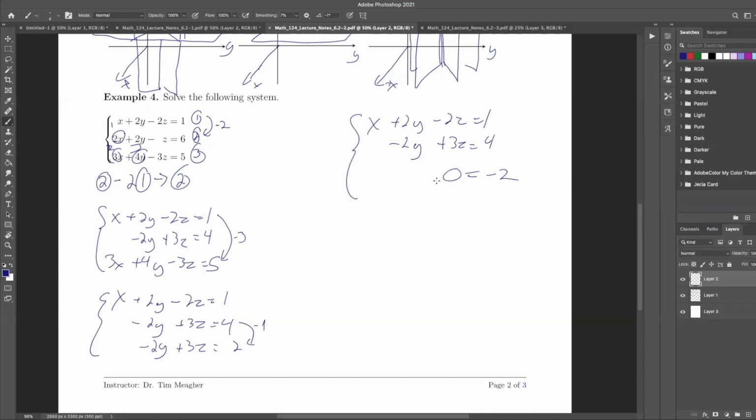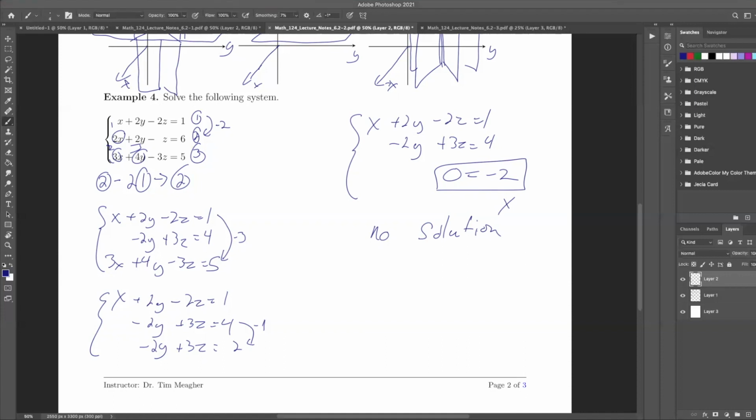Well, remember in the last chapter, if we had 0 equals something that wasn't 0, we were done. It's no solution. Again, this one's no solution. Okay? So this one's no solution. All right, so I'll let you write that down.